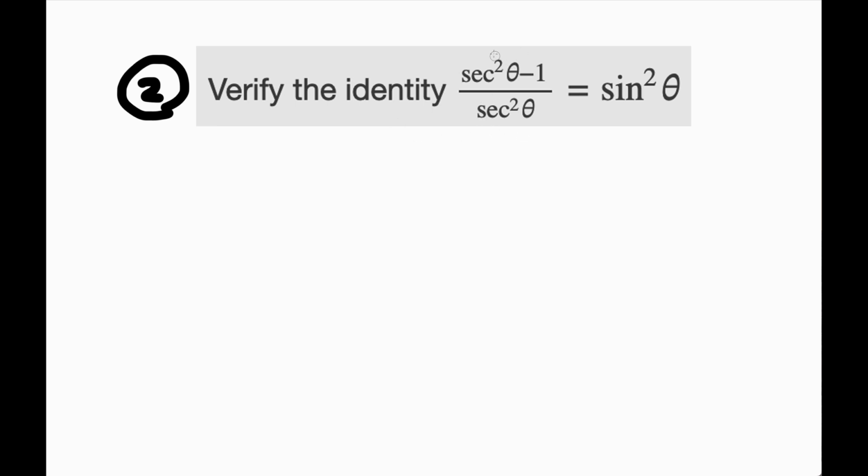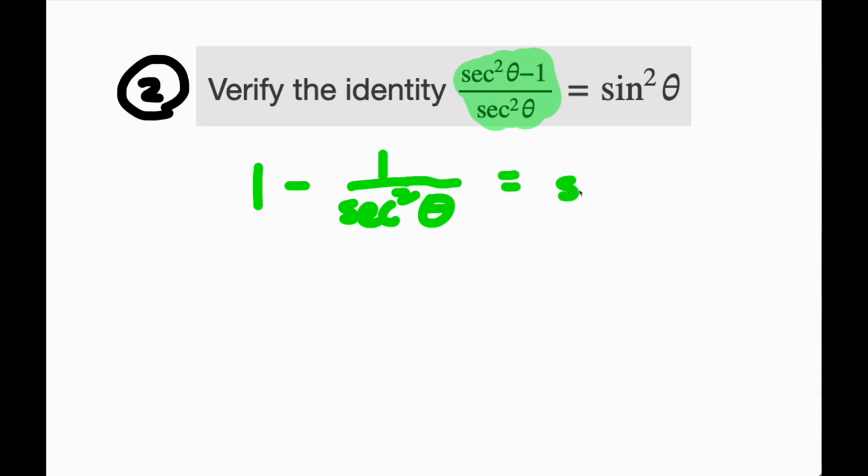First thing we're going to do is we're going to simplify this left side here. Okay, what I just highlighted in green. Secant squared divided by secant squared is going to be 1, and then minus 1 over secant squared. So I'm going to write minus 1 over secant squared theta is equal to sine squared theta. So essentially what I did is I divided this part right here by the secant squared. That's how you get the 1.